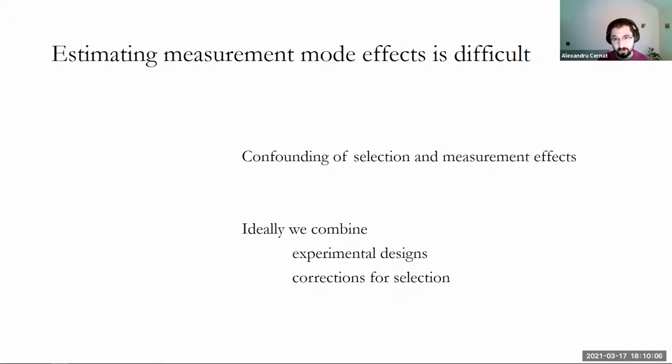So if you really want to understand the effect of the mode, somehow you have to deal with this confounding and try to separate them, because only then can you understand what the true effect is and what the things are that you should be concerned about. So a big part of the literature is really dealing with this confounding of selection and measurement. In order to do that, ideally, we would have some kind of experimental design, and also some kind of correction for whatever selection is left, even if we have an experimental design.